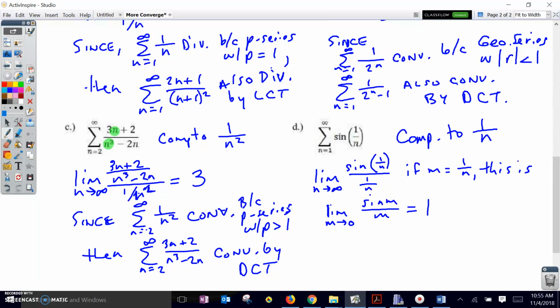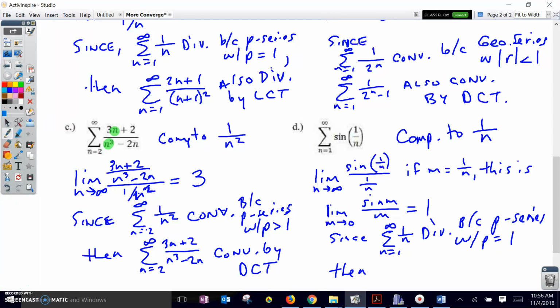So they share convergence behavior because we got a finite non-zero value. Since the sum from 1 to infinity of 1 over n diverges because it's a p-series with p equal to 1, then the series we're interested in also diverges by the direct comparison test.